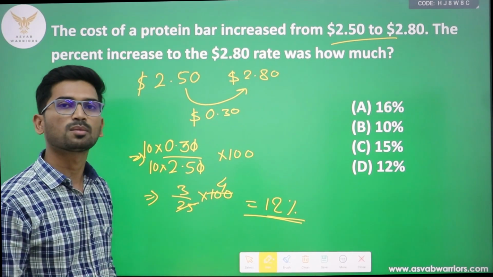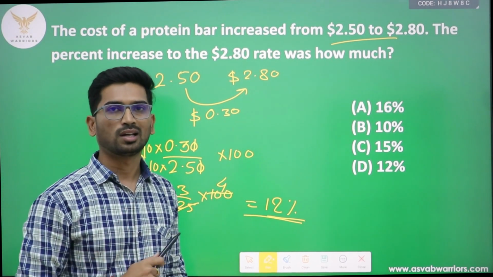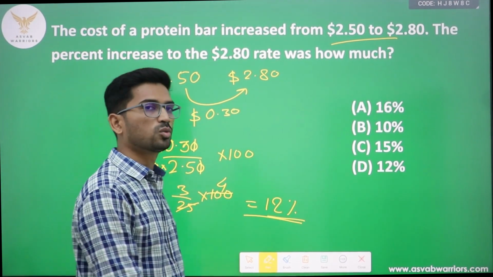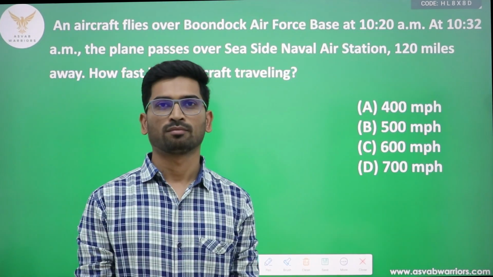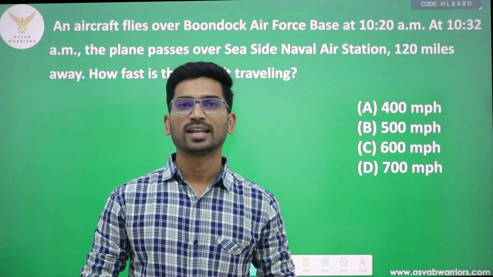What is this? This is the percentage increase in the price of protein bar, which is 12%. So which option is correct? Option D is the correct answer. Now moving on to the next question.